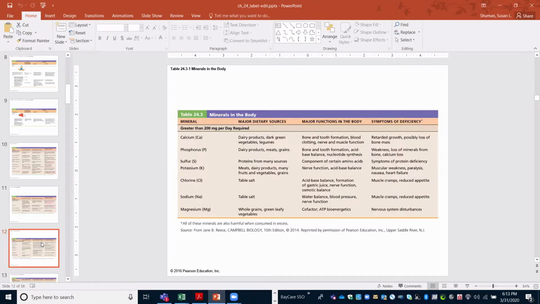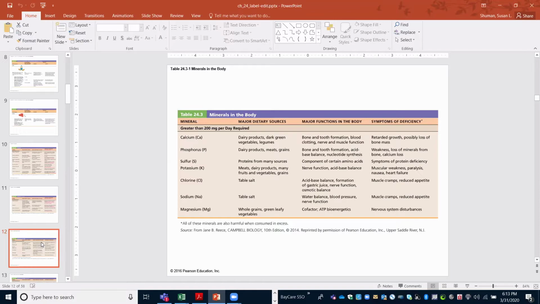All right, minerals. Minerals, you need moderate amounts of some of them. They're key ones like sodium and potassium and calcium, chloride, magnesium, phosphorus, sulfur. These are things that you need moderate amounts of. There are others that they say you need in trace amounts. So things like iron, you don't need a lot of it, but you need enough for your hemoglobin.